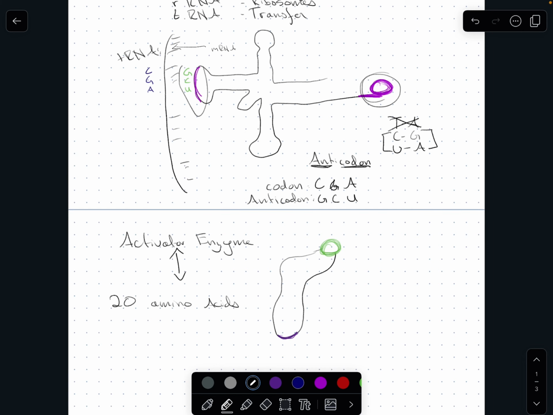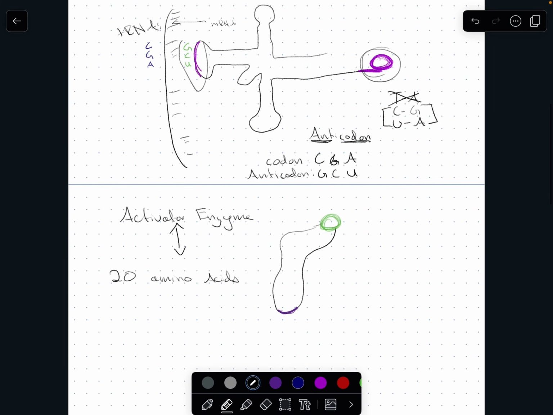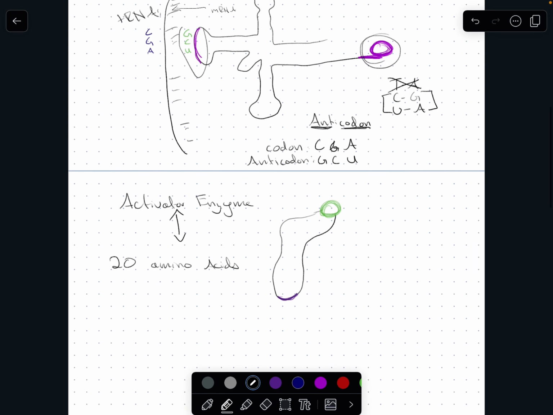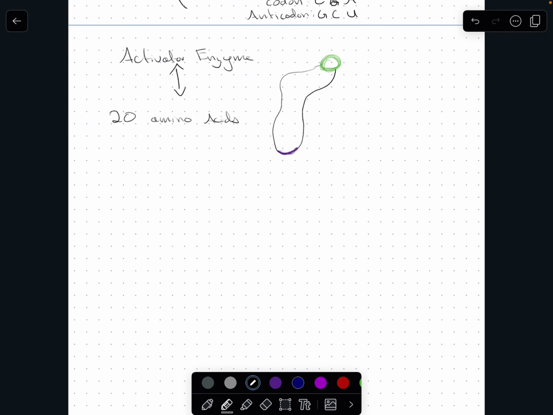Well, now we know a little bit about tRNA and what it does. Now let's talk about how polypeptide chains are actually built using tRNA. A couple terms too that aren't in our book but are maybe helpful to know: once your activator enzyme attaches your amino acid to your tRNA, we call it charged. If it doesn't have your amino acid anymore, we call that uncharged.